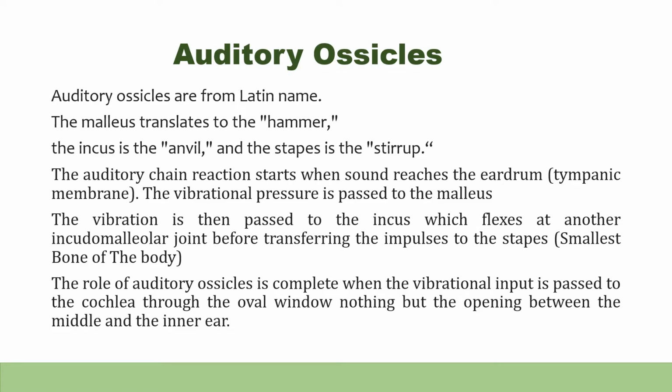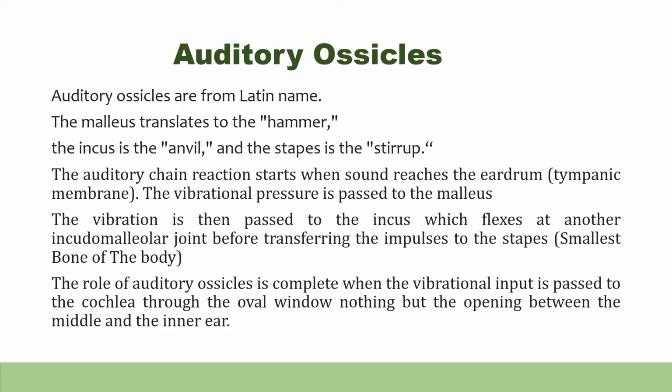Auditory ossicles have names that are generally from Latin. The malleus is the hammer, the incus is the anvil, and the stapes is the stirrup. These are the actual meanings of these words, which come from the Latin words. Generally, the mechanism of the auditory ossicles is as follows.